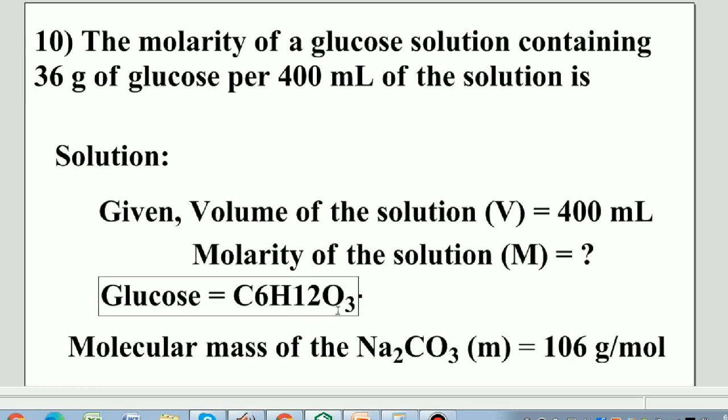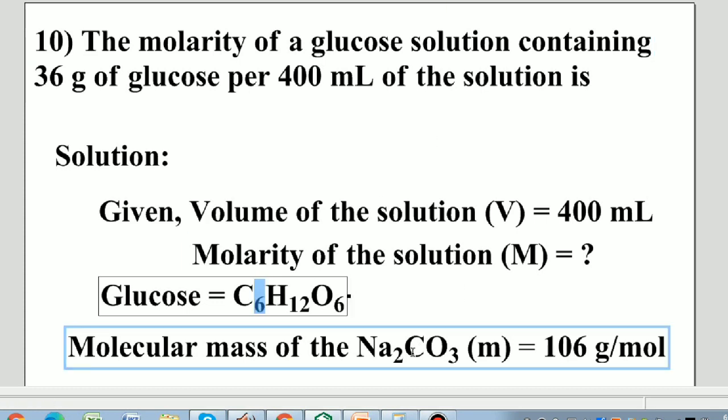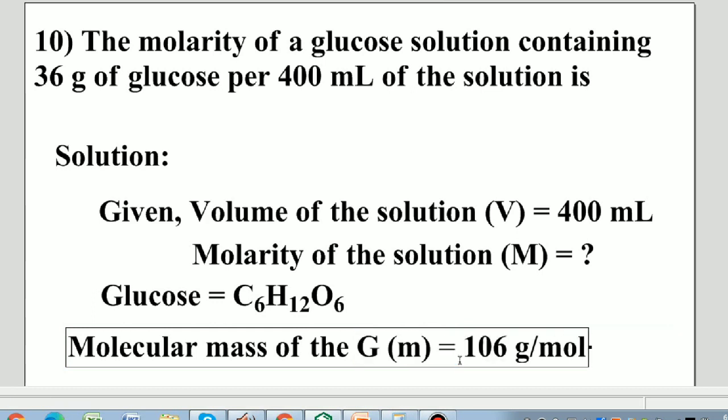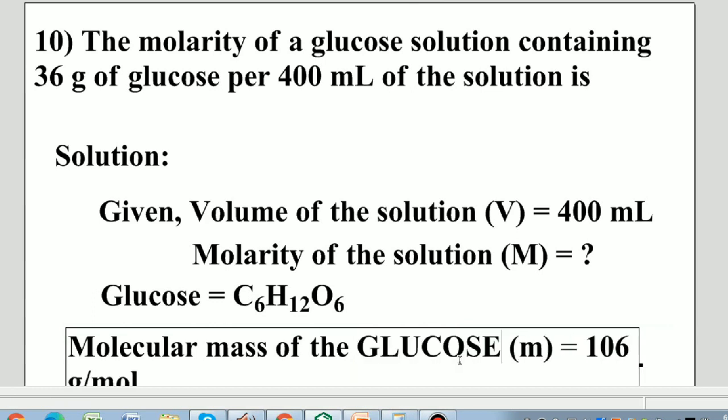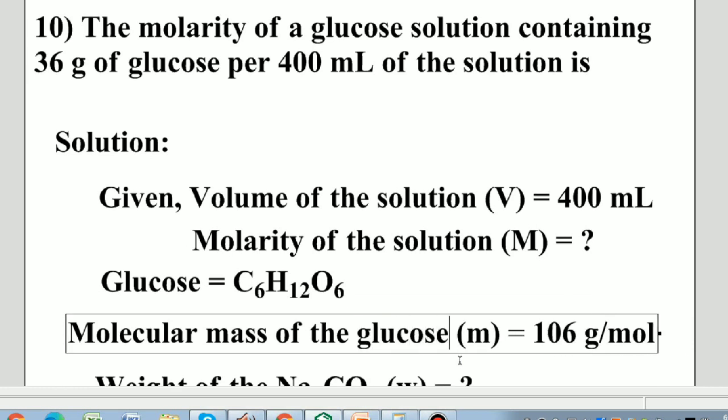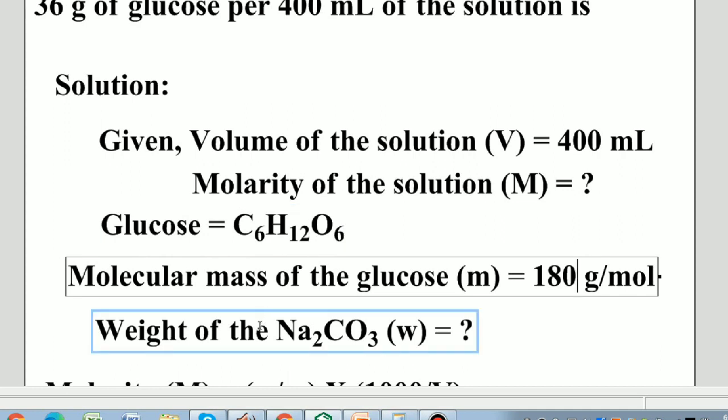C6H12O6 is the molecular formula of glucose. On calculation, the molecular mass of glucose is 180. Therefore, the molecular mass of glucose is 180.